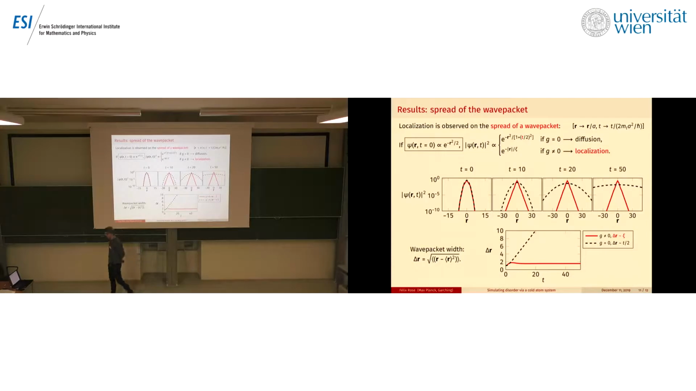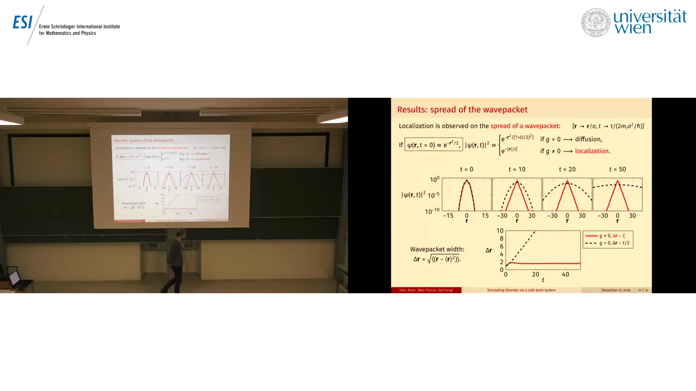So first, if one has no interactions, you all know what is going to happen from a quantum mechanics 101 course. The wave packet is going to spread, with the width of the wave packet increasing linearly. On the other hand, if one has localization, you expect the wave function to be exponentially suppressed, and this is what we observe. So that's what I show in this plot. This is the density versus the position for different times, in this logarithmic scale. At the initial time, we prepare the system in this Gaussian wave packet.